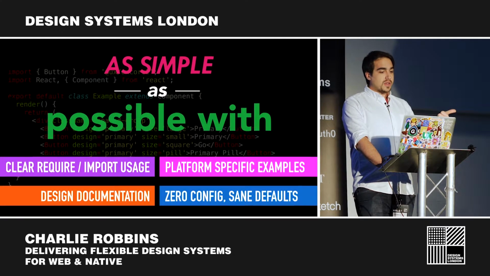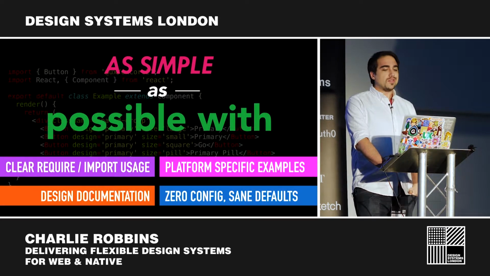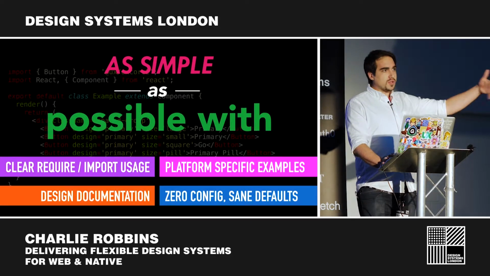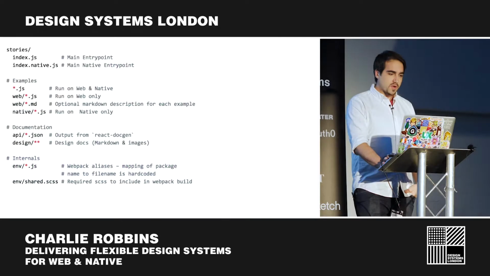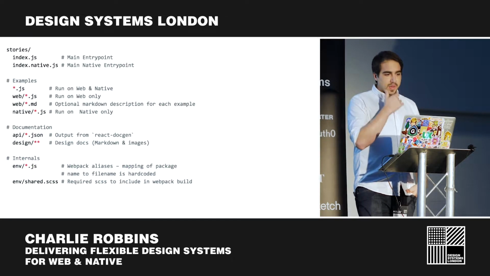Clear import or require usage. You can structure platform-specific examples. You can include design documentation alongside the component. And it should be pretty close to zero config if you follow some convention. We had an old tool that we used, and we migrated it over to Storybook. And it looks something like this.